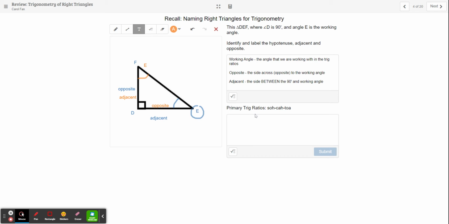Now, our primary trig ratios, you probably remember the memory trick, SOHCAHTOA. It represents that we have sine of our angle is equal to opposite over hypotenuse. Cosine of an angle is equal to adjacent over hypotenuse. And tangent of an angle is equal to opposite over adjacent. Let's do a couple of examples to refresh our memories with these trig ratios.